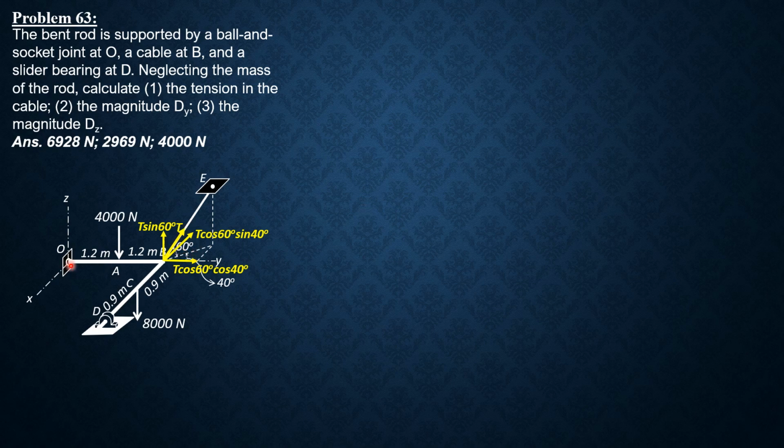Then because this is a ball and socket joint, there are 3 reaction components there. So let's assume these are the directions of the reaction components. Then at D we have dz and dy only. So let's also assume that dz is upward and dy is leftward. So to compute for the reaction at dz, we can sum up moments about OY, so that all the forces here will not be involved in the moment equations.